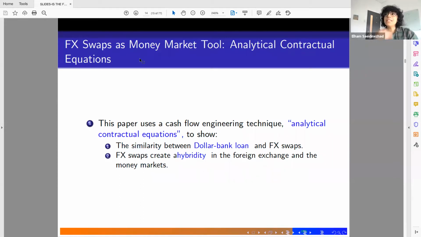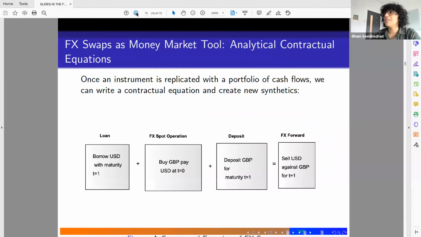An important thing that these analytical contractual equations are going to show is that not only is the FX swap very similar to a bank loan, it also creates a form of hybridity between the FX swap market and the money market. And again, this is exactly one of those inherent structural characteristics that has made FX swap a very popular alternative to the traditional money market instrument.